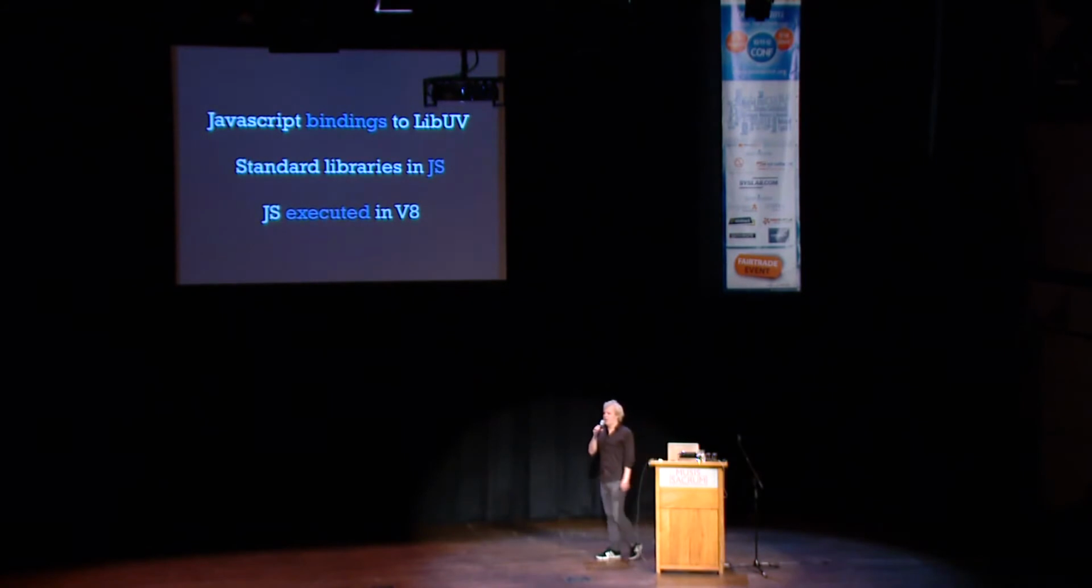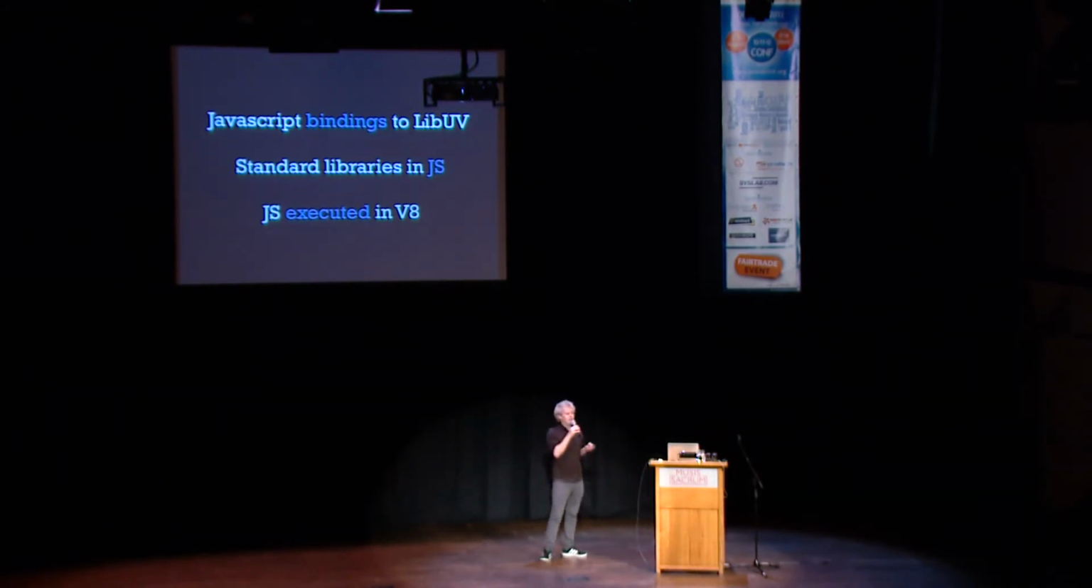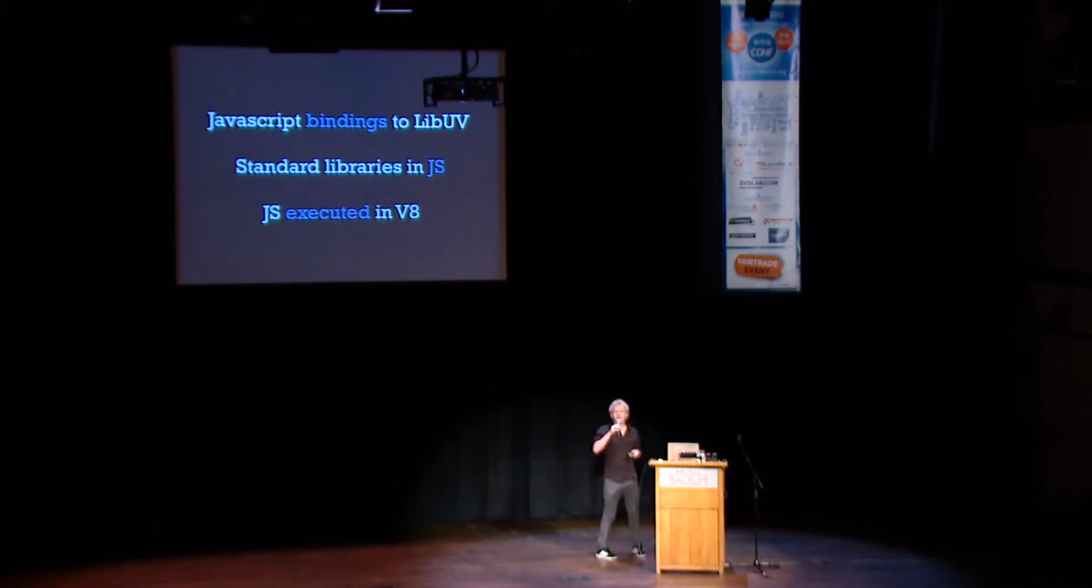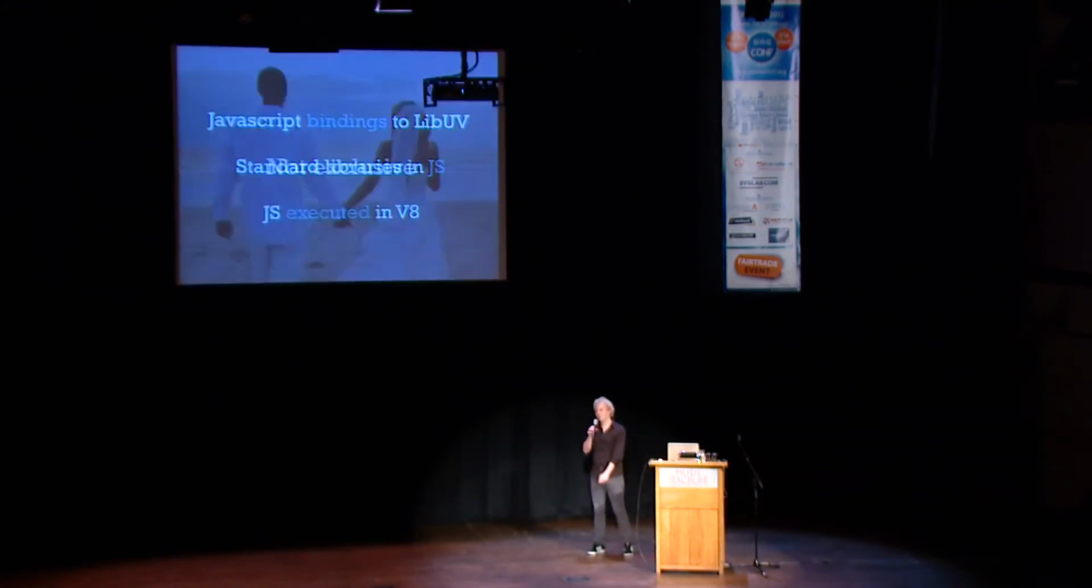So Node.js is basically that. It's just JavaScript bindings to asynchronous C code that allow you to write non-blocking code that handles a lot of concurrent connections. So if you want a good definition of Node.js, you can brag about this in the pub later. I know what Node.js is all about. It's JavaScript bindings to libuv with standard libraries in JavaScript. And then this JavaScript is executed in V8.